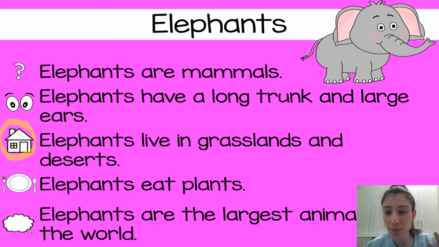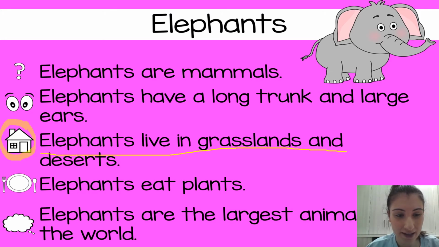So on this example about elephants, we can see a sentence about where elephants live. Let's read it together. Elephants live in grasslands and deserts. Elephants live in grasslands and deserts. So remember, the animal we have all been focusing on is the lion. So we're going to be researching some information about where lions live, what kind of environment lions live in.